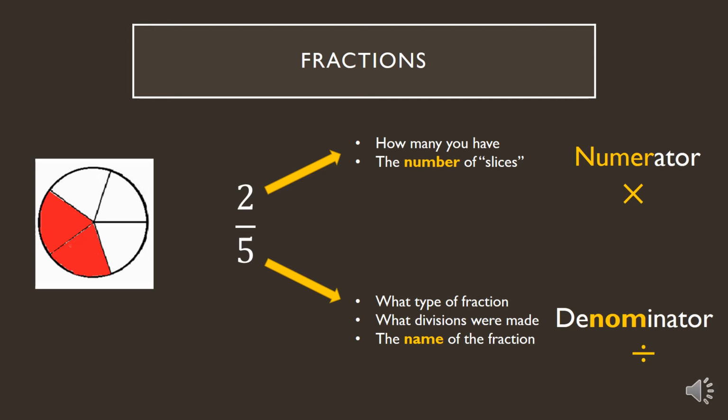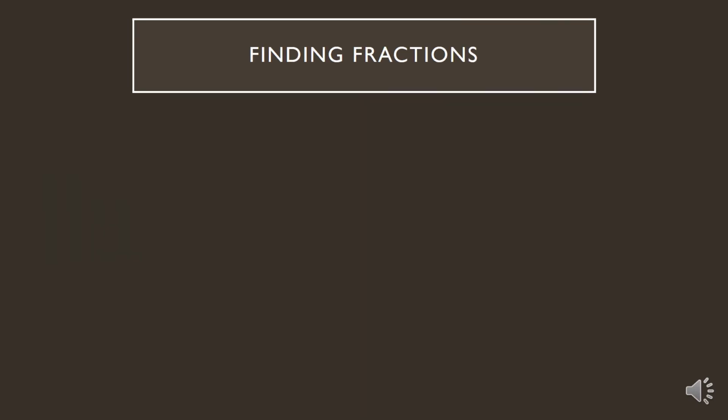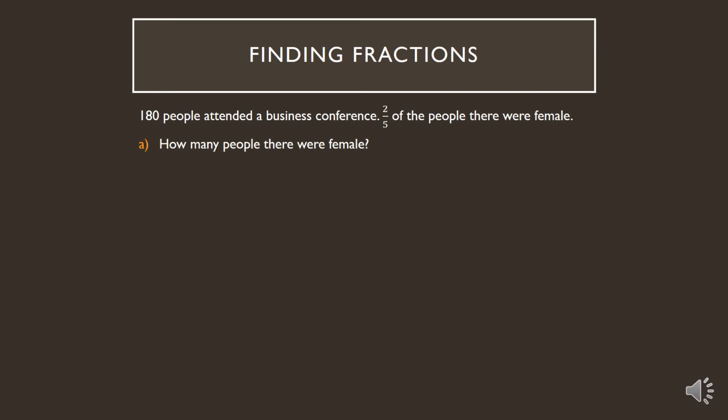So let's use that information in the next written problem. So finding fractions. 180 people attended a business conference. 2/5 of the people there were female. Question A, how many people there were female? And B, what fraction of the people at the conference were male?